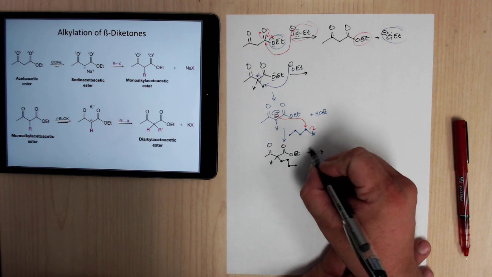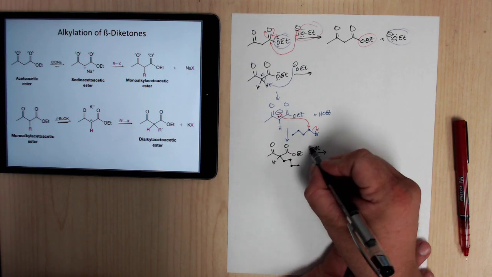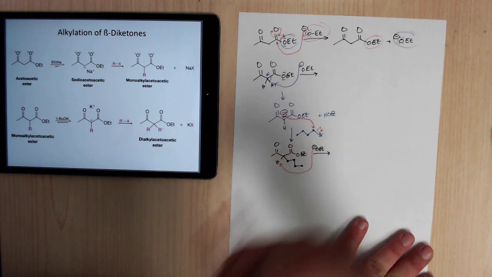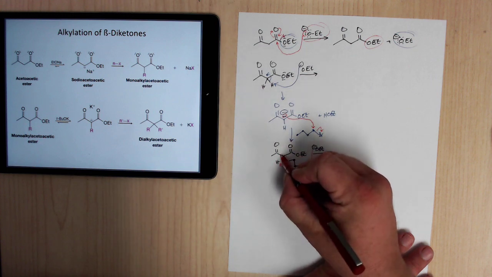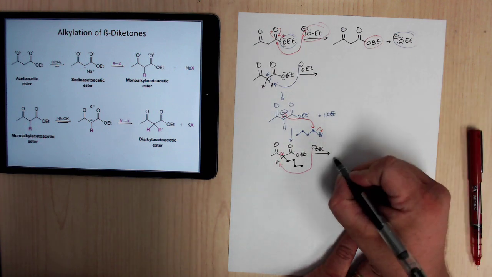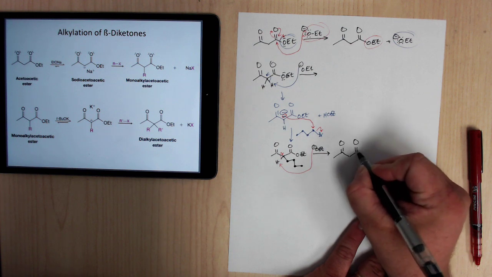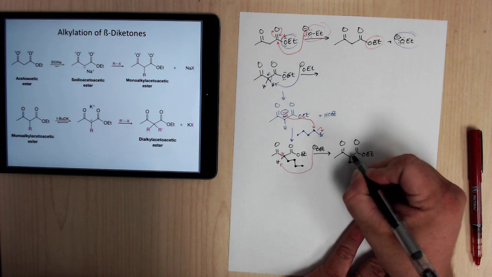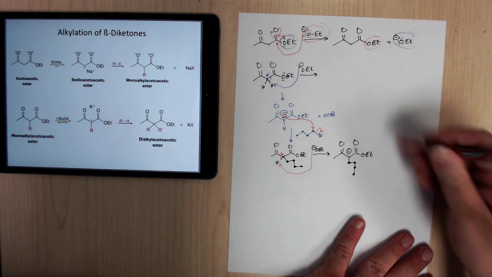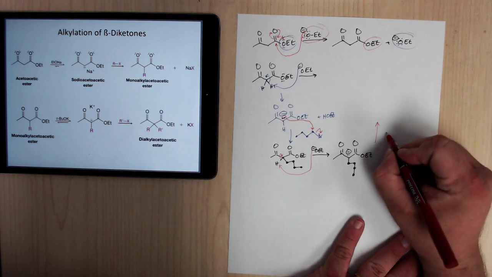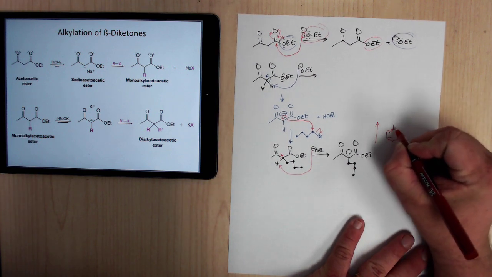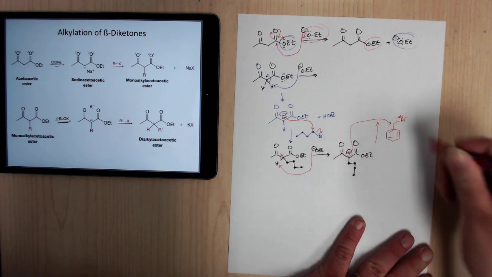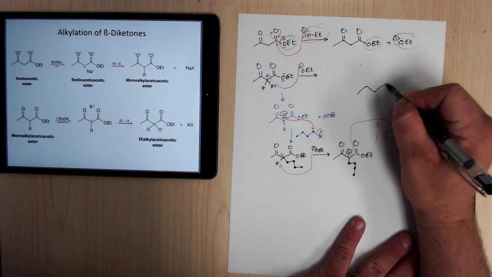So let's say you threw in more sodium hydroxide after you made this. This could come in and grab that, and that goes up here, so you're going to end up with O-ethyl. And let's say you put in, I don't know, benzyl bromide. This is going to attack here, kick this away.